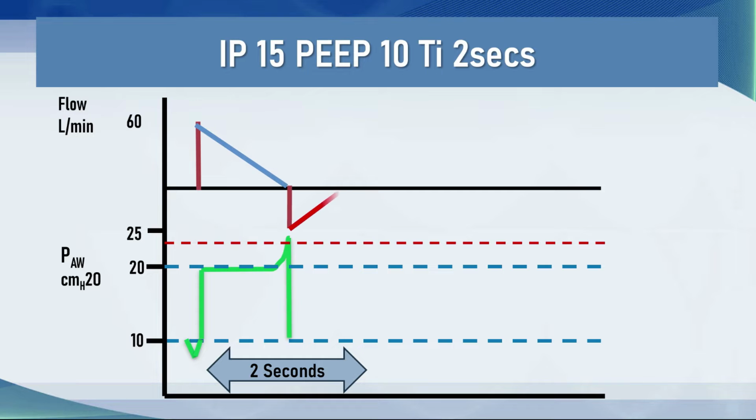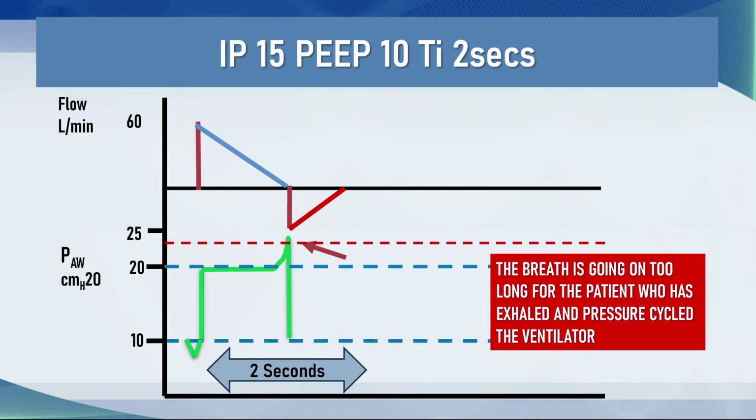In this situation, the patient has done the same thing. They trigger the ventilator cycled to inspiration, the same settings, but what's happened here is that the patient has exhaled in the middle of the breath, the pressure has gone above the point of the P max, and the ventilator has now cycled to expiration before the end of the set inspiratory time. So again, the breath is going on too long for the patient and they have pressure cycled the ventilator, and this is the major problem with all conventional pressure control modes. That's pressure assist control, SIMV pressure control, and volume guaranteed pressure control as they were originally configured.